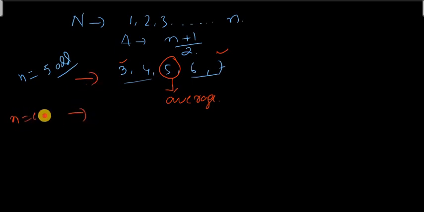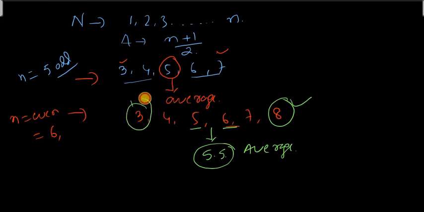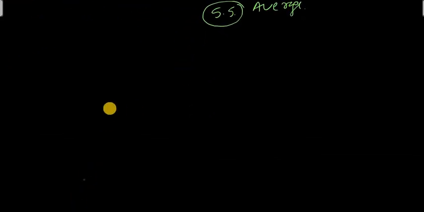Next case: when n is even, for example 1 2 3 4 5 6, so n equals 6. With 6 numbers there are two middle numbers, 3 and 4, so the average is 3.5. Similarly the average is the mean of the two middle numbers, and the maximum number and minimum number are also considered.